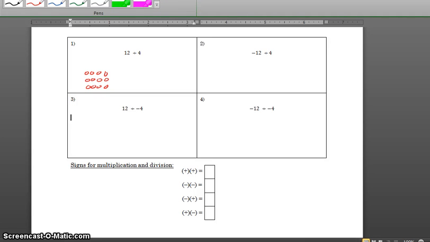Hello, it's Mr. Sowers. I want to take a moment to discuss why sometimes when you divide positive and negative numbers, your answer is sometimes positive and other times it's negative.